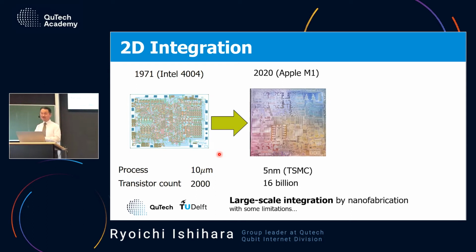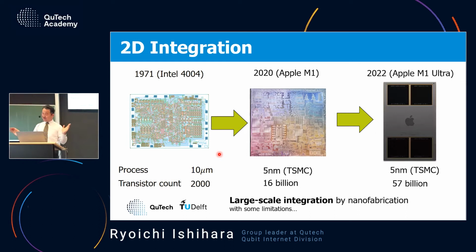This year, 2022, we have a new chip announced by Apple. It has 5 times the transistor count. Why? Because this was not increased by process technology, but just by tiling 4 chips. That is called a multi-chip module solution.